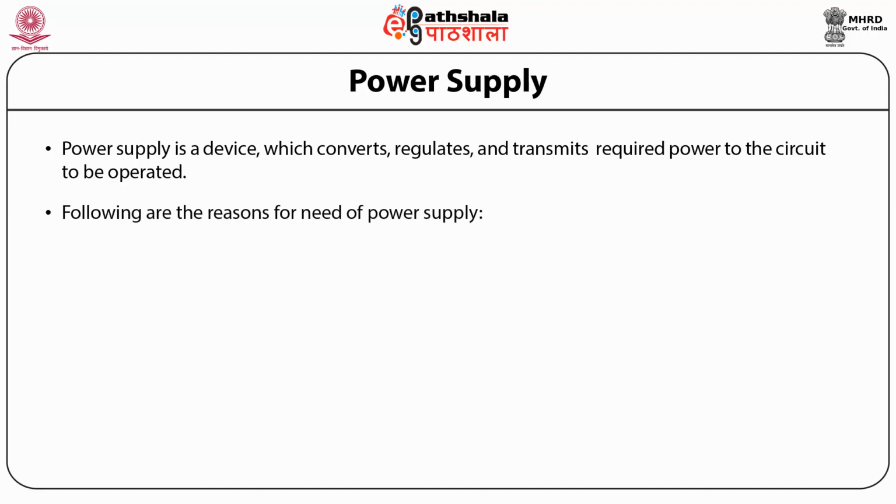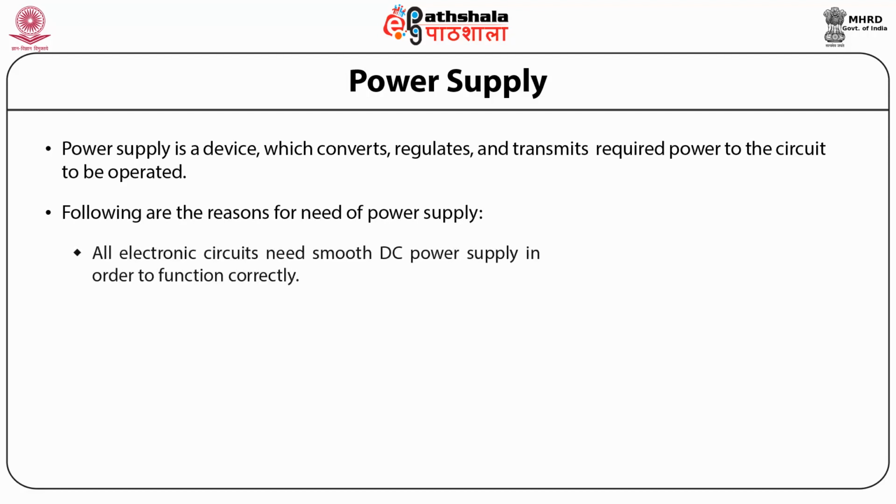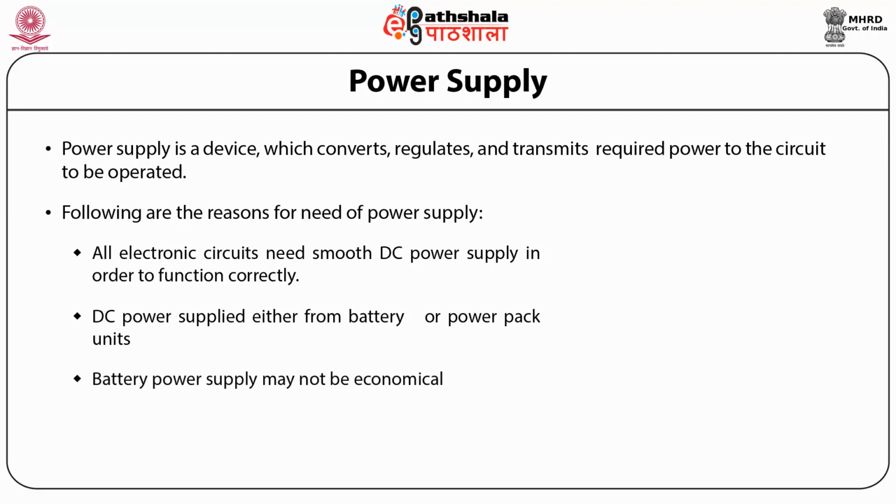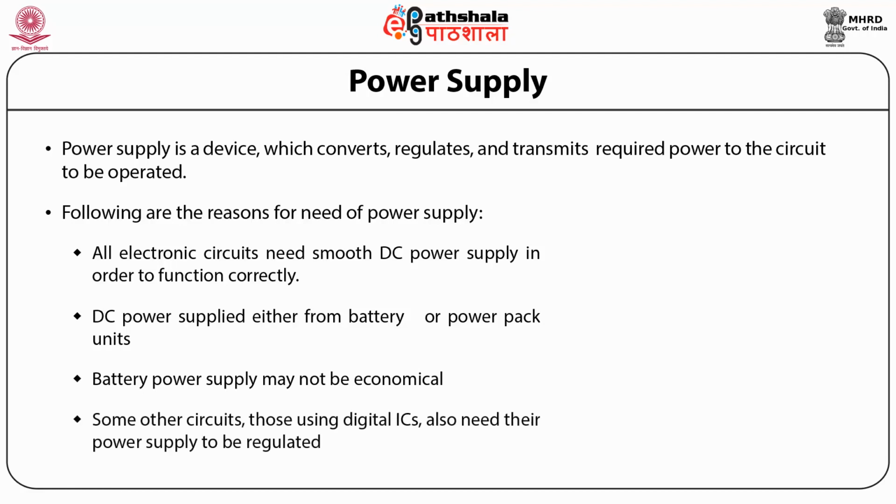Following are the reasons for the need of power supply. First, all electronic circuits need smooth DC power supply in order to function correctly. Second, DC power is supplied either from the battery or power pack units. Third, battery power supply may not be economical. Fourth, some other circuits, those using digital ICs, also need their power supply to be regulated.